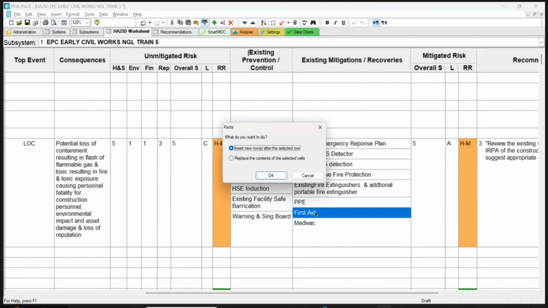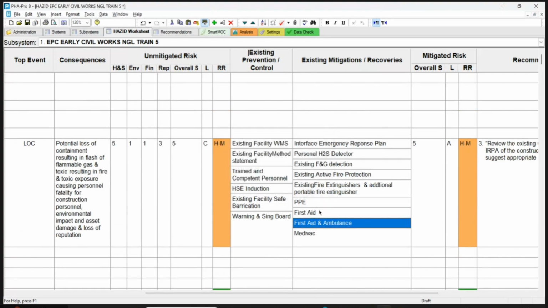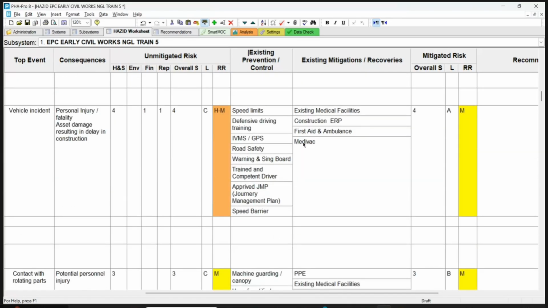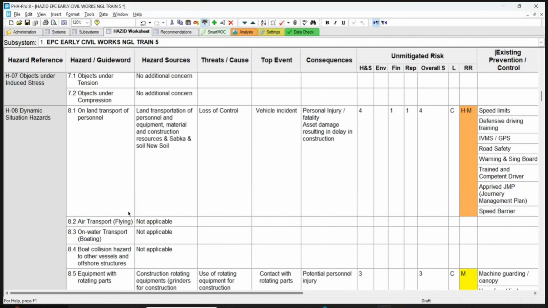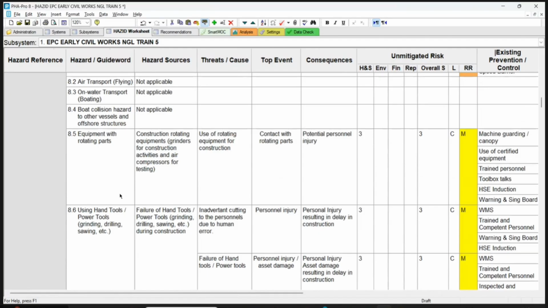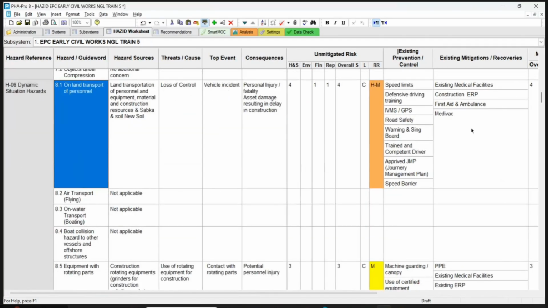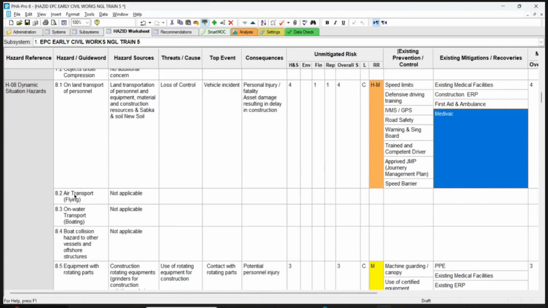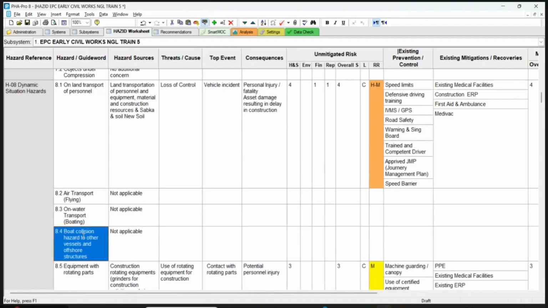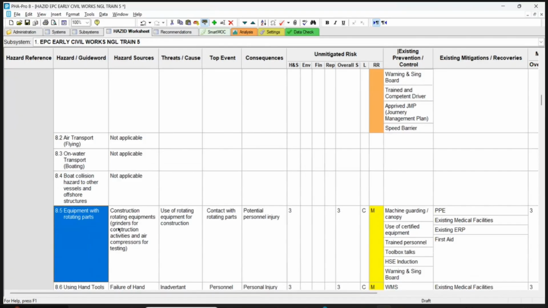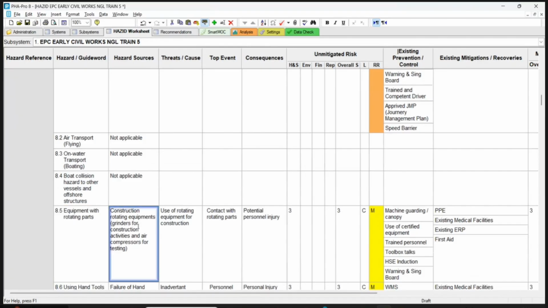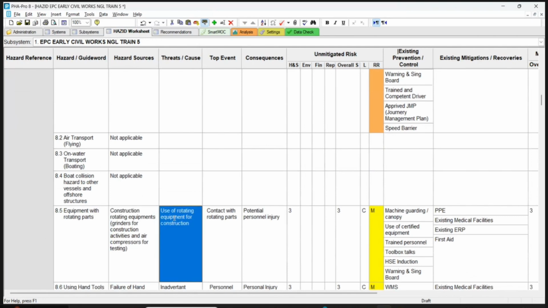That's correct. So we are at the excavation vehicle. This we have seen, so this is okay, right? Now air transport not applicable, water transport not applicable, boat is not applicable. Rotating equipment, maybe they use grinder, cutting. This is applicable, even for machinery, for vehicles and other things. So let us keep it.